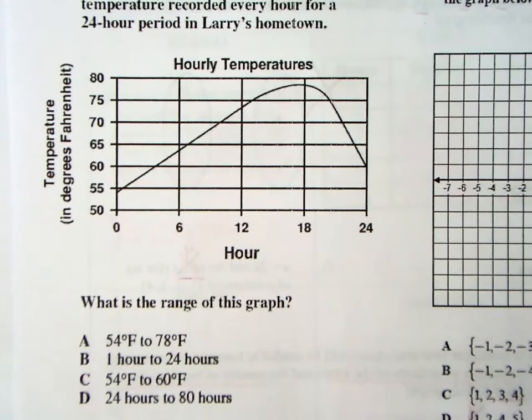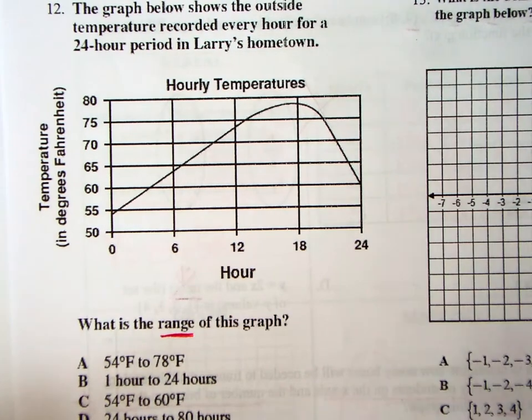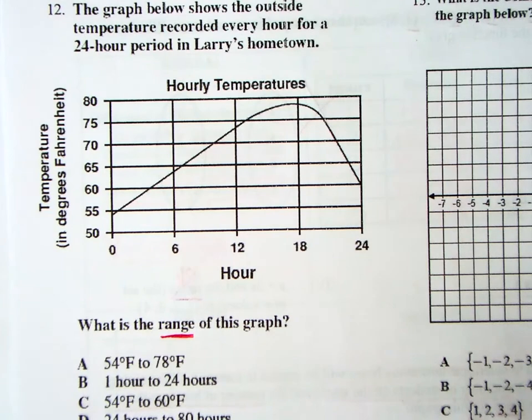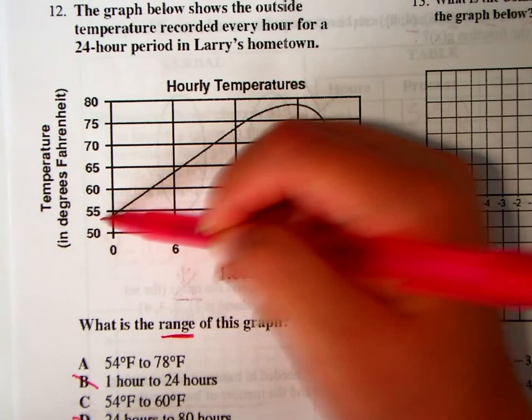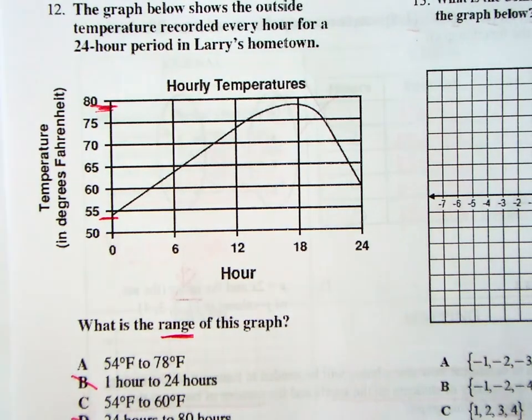Number 12. The graph below shows the outside temperatures recorded every hour for a 24-hour period in Larry's hometown. What is the range? So range, X or Y? Y. Good. What is the Y-axis talking about? The temperature in degrees Fahrenheit. So what two answers can we cross out automatically? Perfect. So now we just have to look. What is the lowest point? And what's the highest point? So what is our correct answer? It is A.